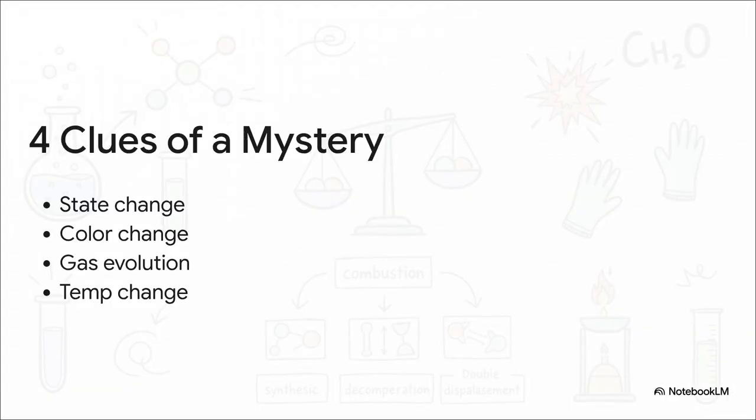So, how do we know for sure that a chemical reaction actually occurred, and it's not just a physical change? Well, we look for 4 unmistakable clues: a change in state, a change in color, the release or evolution of a gas, and a change in temperature. Honestly, if you spot any of these signs, you can be highly confident you're witnessing a chemical reaction firsthand.